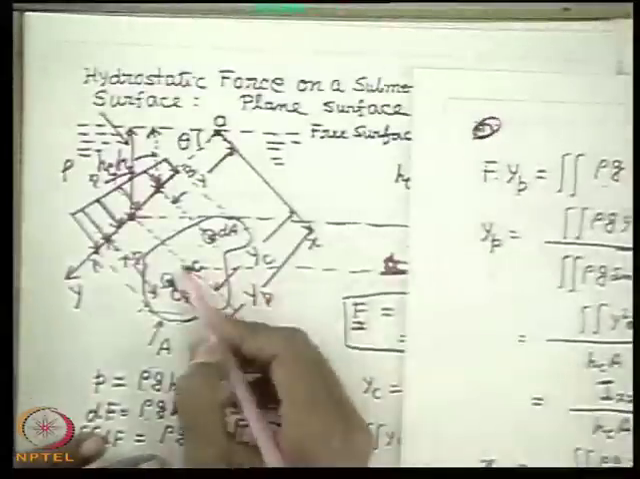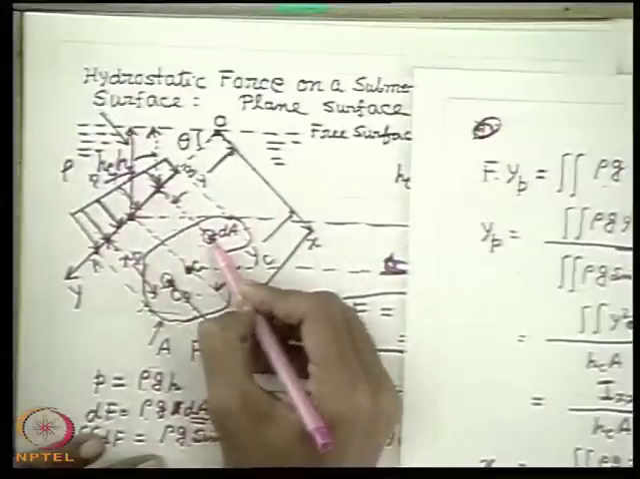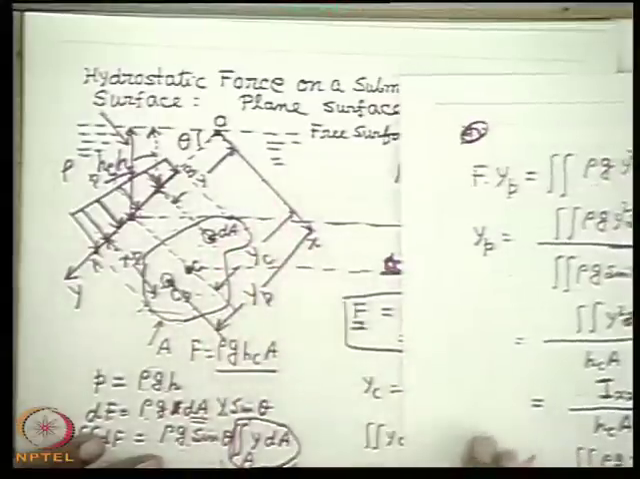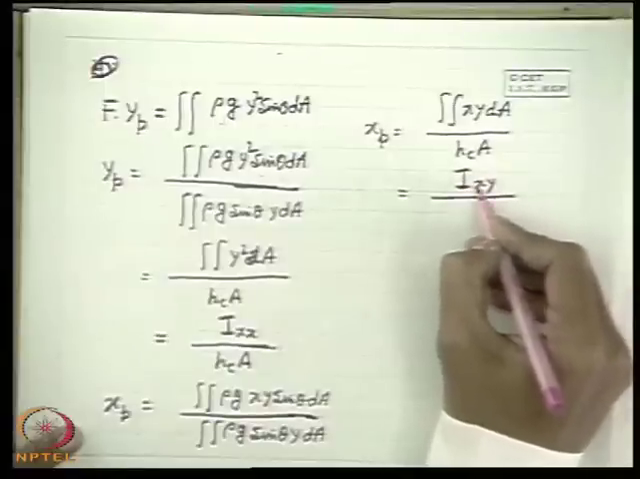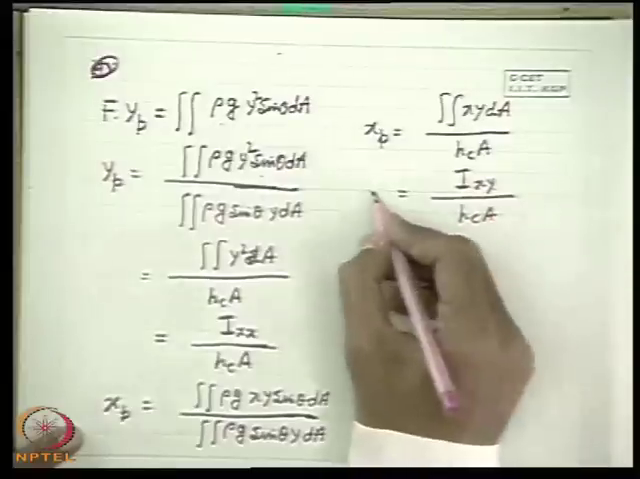That means if this be the area, this x coordinate at any point or any elemental area has the y coordinate. So the integration of x y dA over the entire area is known as the product of area, and I just simply write it as Ixy. This already you know, hc into A. So we know xp.